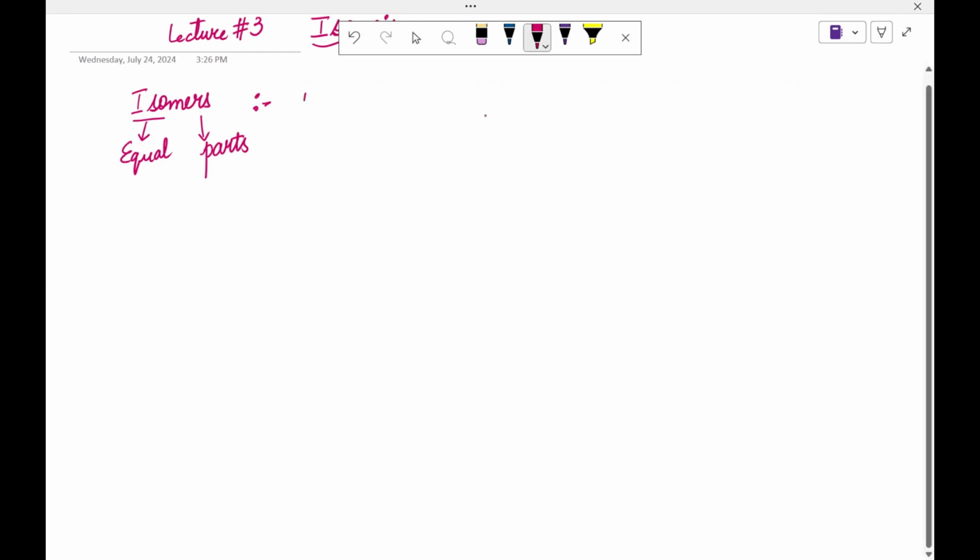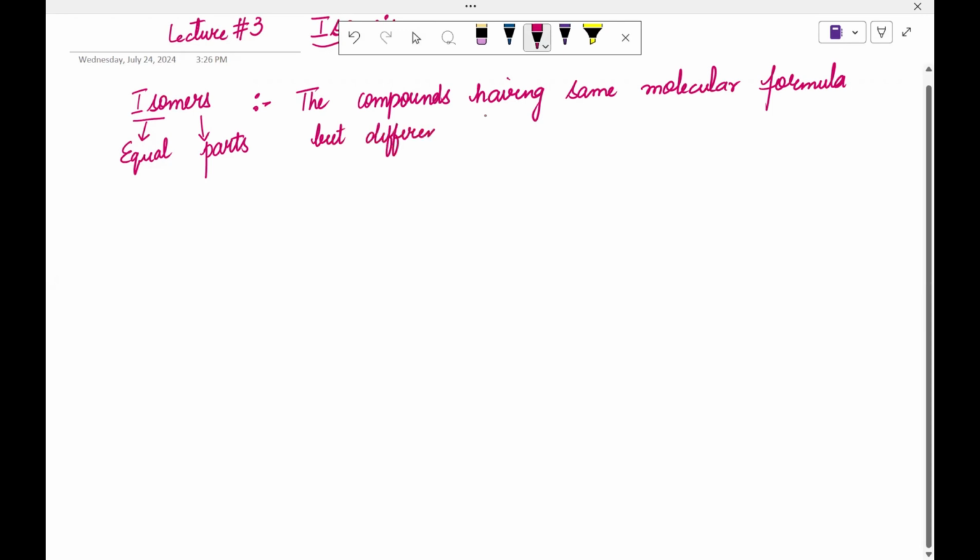the compounds having the same molecular formula but different structural formula. And this is basically the definition that we have studied in O-levels.